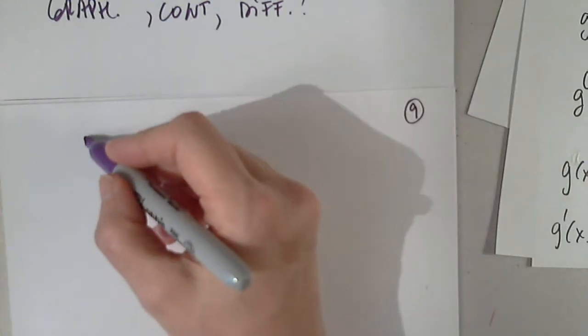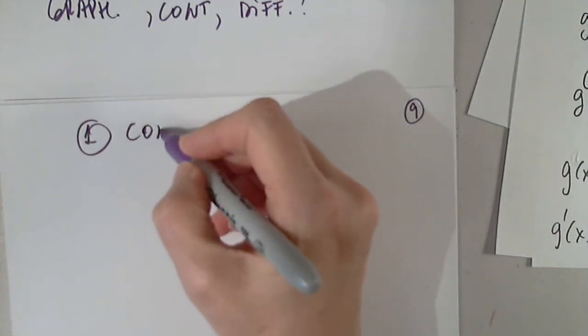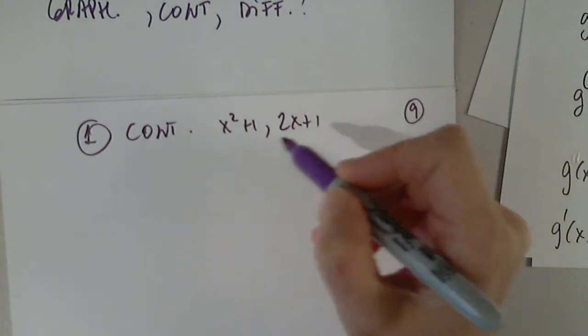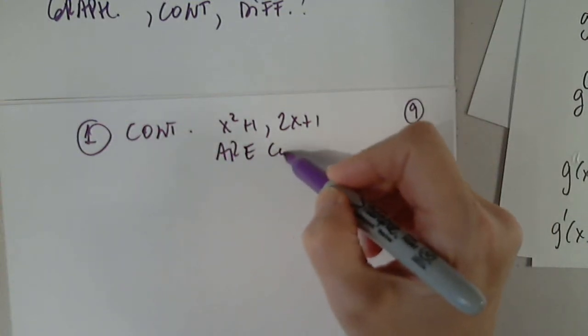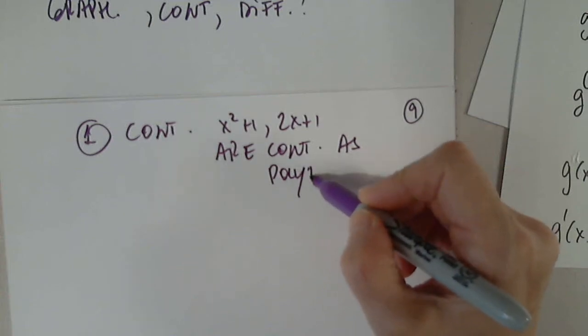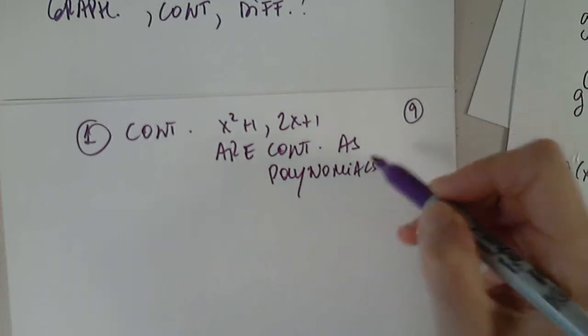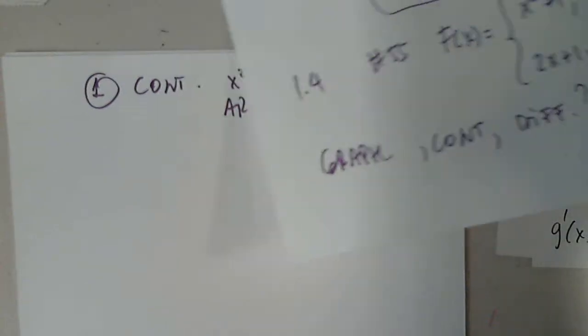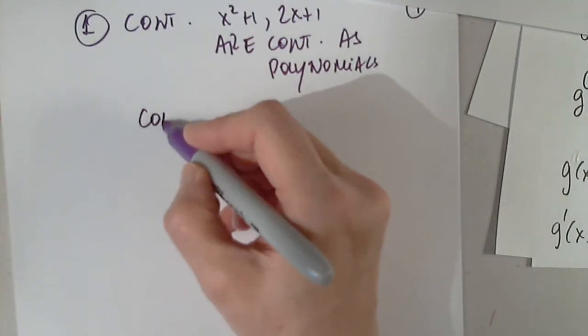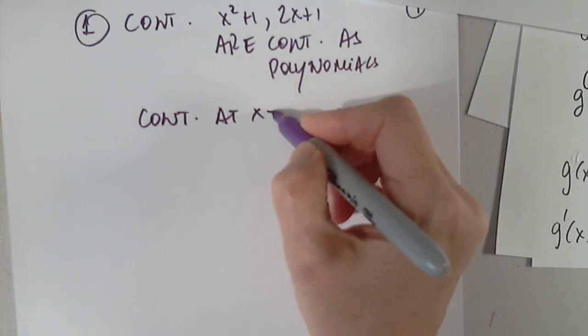Okay, let's start with continuity. For continuity, I will say that x squared plus 1 and 2x plus 1 are continuous as polynomials. And that's good enough. Okay, still in number 1, continuity at x equals 2.